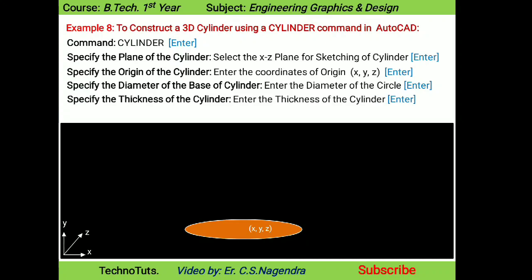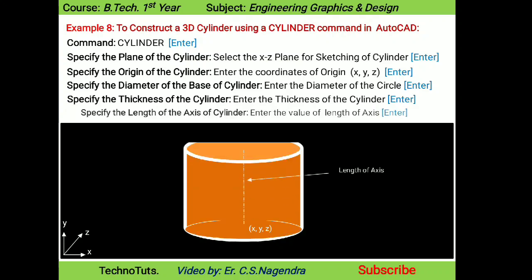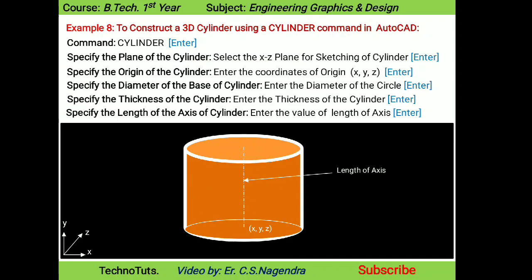Now the computer will ask you to specify the thickness of the cylinder. Type the value of the thickness of the cylinder and press the enter key. Whatever value you give will be shown in the z direction. Now the computer will ask you to specify the length of the axis of the cylinder. Enter the value of the length of the axis of the cylinder and press the enter key. As soon as you press the enter key, the computer will construct a 3D cylinder in the 3-dimensional view, having the length of the axis in the y direction and the center in the xz plane.